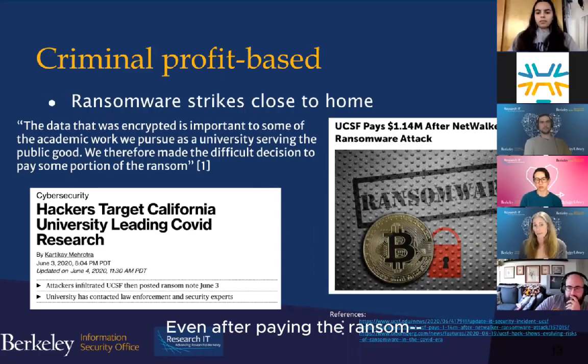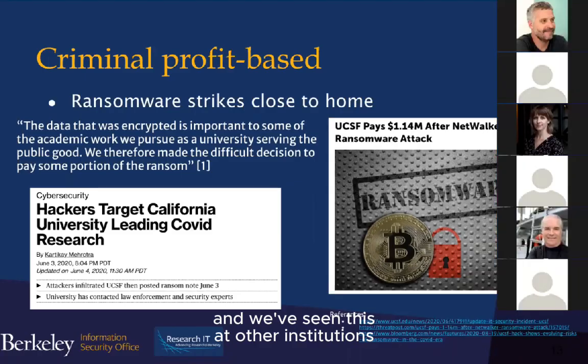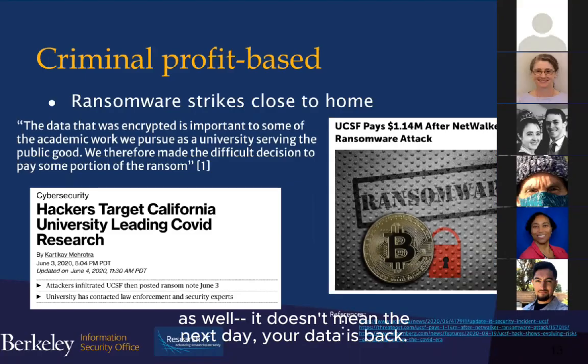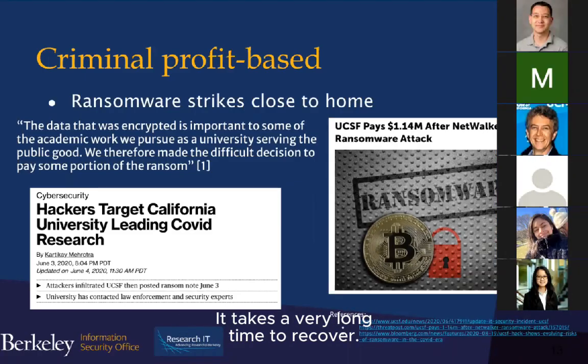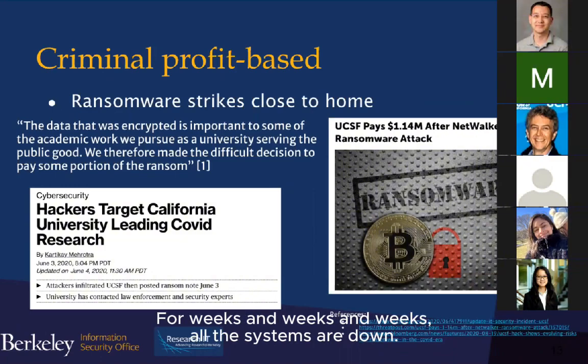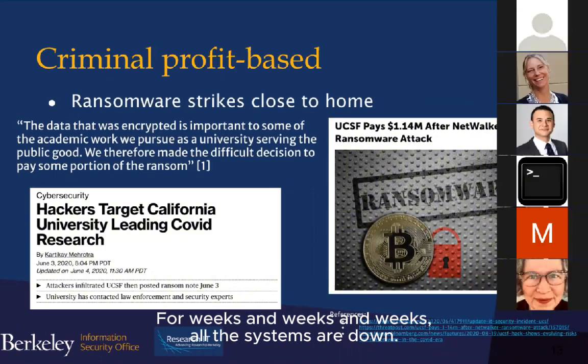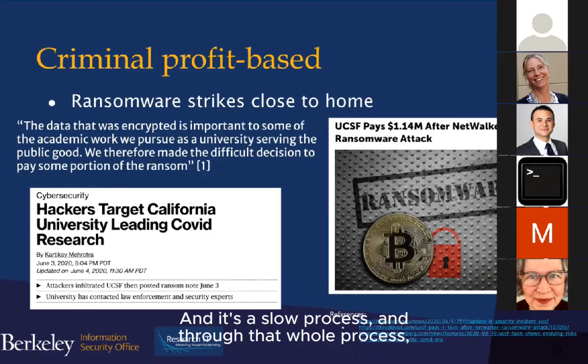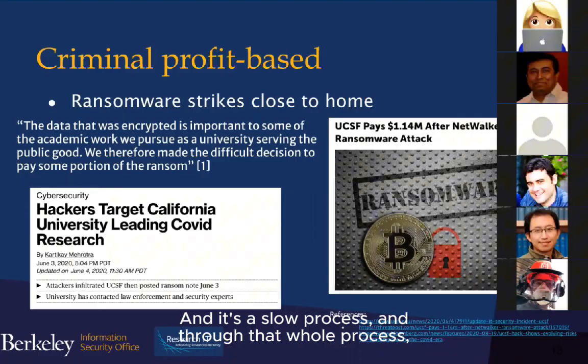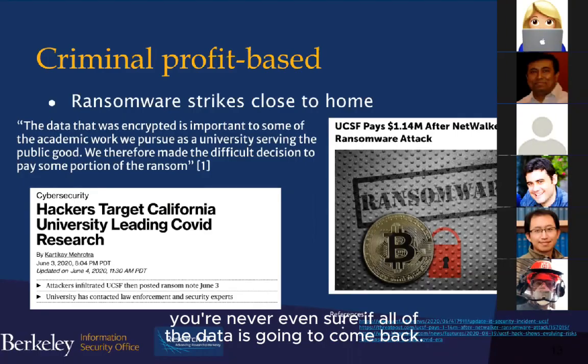Even after paying the ransom, and we've seen this at other institutions as well, it doesn't mean the next day your data is back. It takes a very long time to recover. For weeks and weeks and weeks, all the systems are down. And it's a slow process. And through that whole process, you're never even sure if all of the data is going to come back.